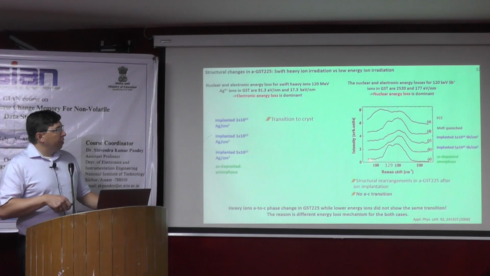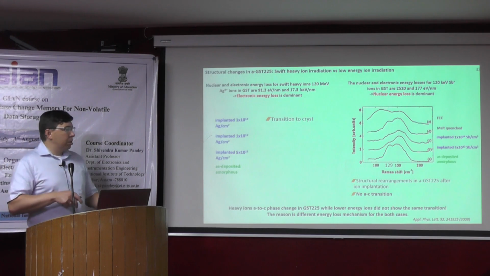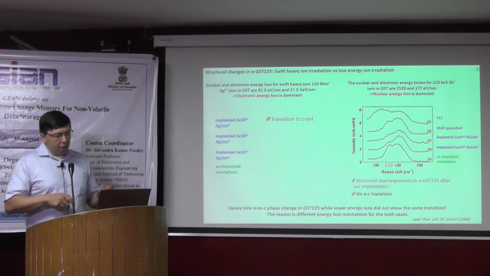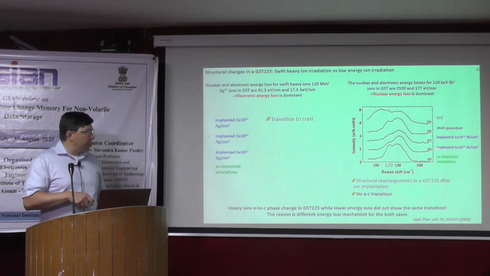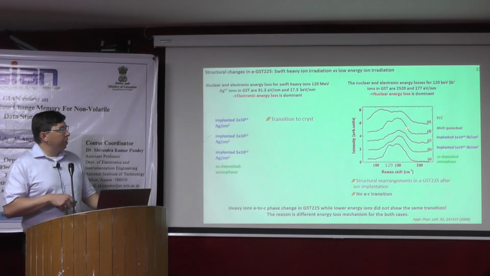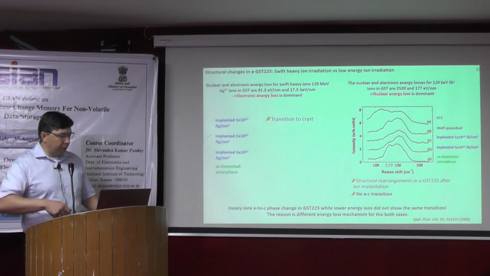But if we look at the Raman spectra of the amorphous phase, there are two different peaks. One is situated at 129, one at 150. There is a slight change in the structure of the initial amorphous state. So there is some change in the local structure of the amorphous phase, but there is no huge transition to the crystalline phase, as in the case of the electronic energy losses.